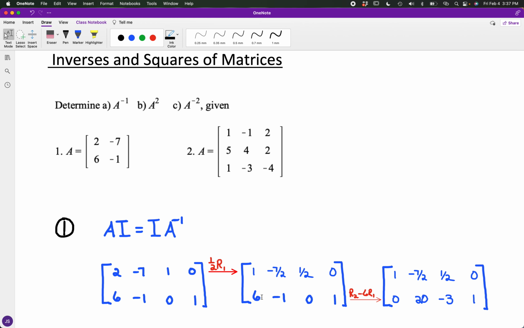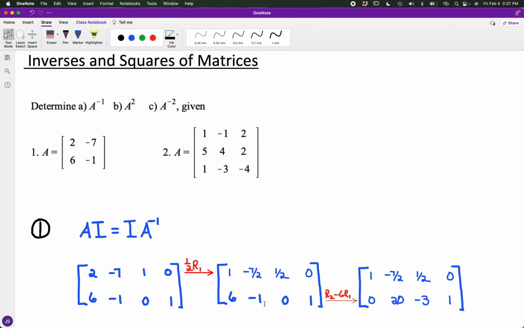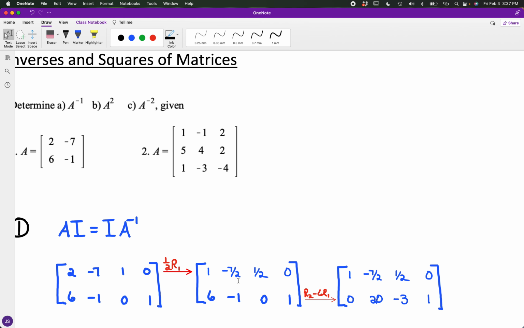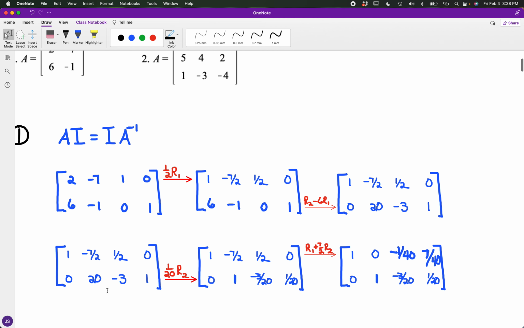In the first column, I want there to be a 1 and 0. So changing the 6 to a 0, I'll take from the second row 6 times the top row elements. In correspondence, we have 0, 20, negative 3, and 1. For the first column, I have 1, 0, and for the next column, I want 0 and 1. I can change this 20 into 1 by taking 1/20th of the newly formed second row. So 0, 20, negative 3, 1 will be transformed to 0, 1, negative 3/20ths, and 1/20th.